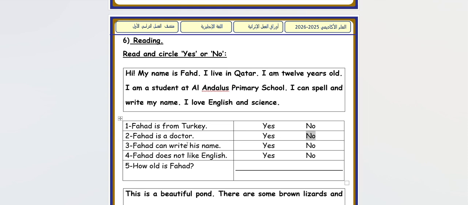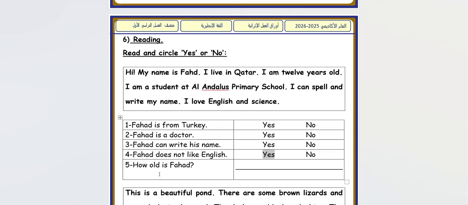Now we move to question number 3. Fahd can write his name. I can spell and write my name. So that's right. We put a circle around yes. Question number 4. Fahd doesn't like English. That's not true. Fahd likes English. So we put a circle around yes.